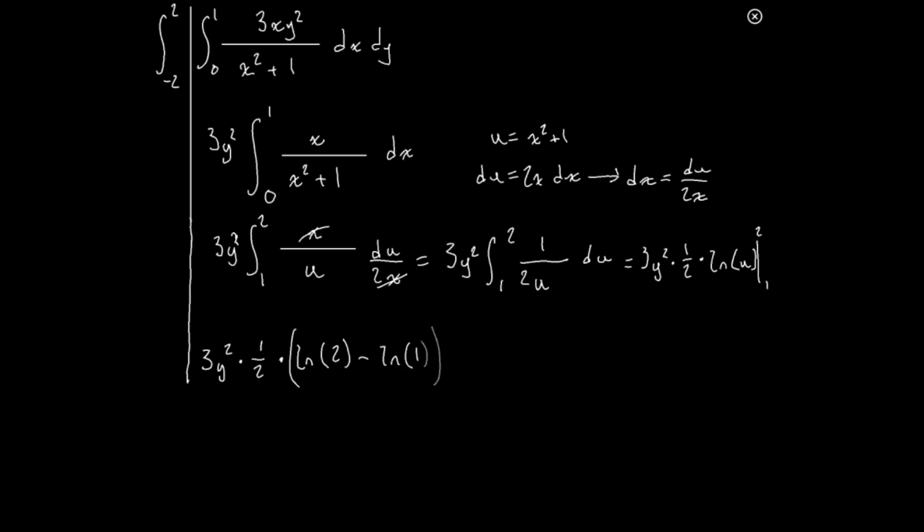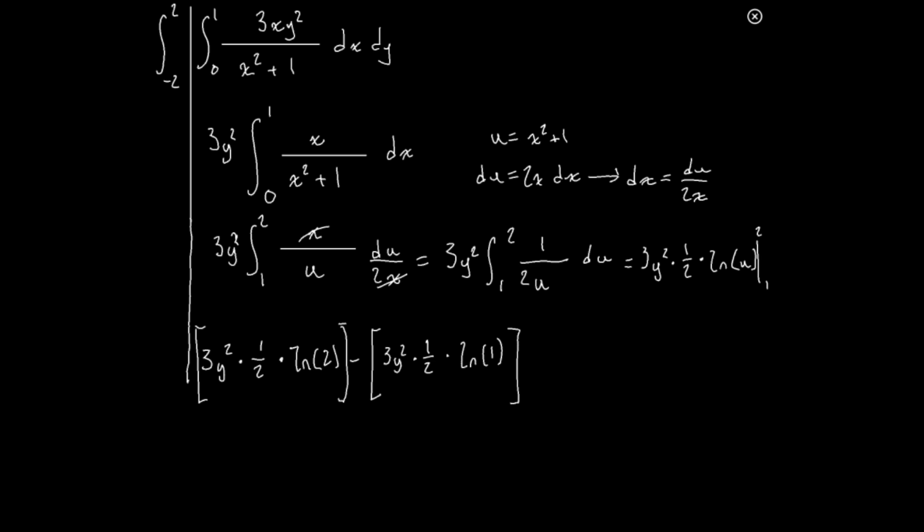Well, let's go back and do it out manually the way that you should do it. So we do ln2, right? Because that's our upper bound. And we subtract it by whatever we get from the function when we plug in the lower bound. So this was from plugging in the upper bound minus whatever we get from plugging in the lower bound. 3y squared times 1/2 times ln1.